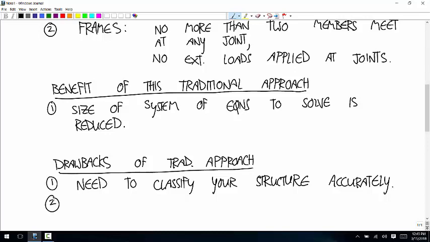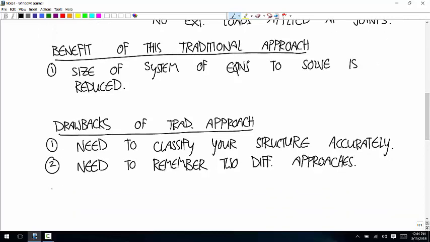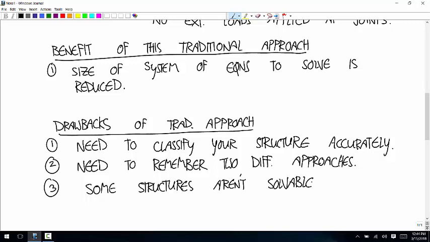And you need to remember two different approaches. And I guess there is a third one, that not all structures fit into either one of these two categories. So some structures aren't solvable with either of these two approaches.